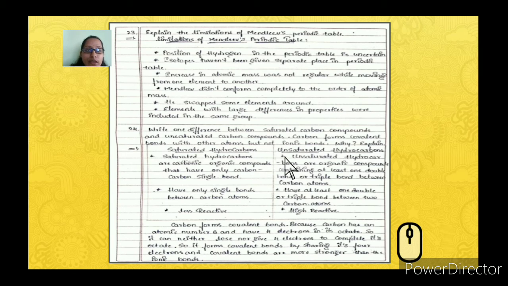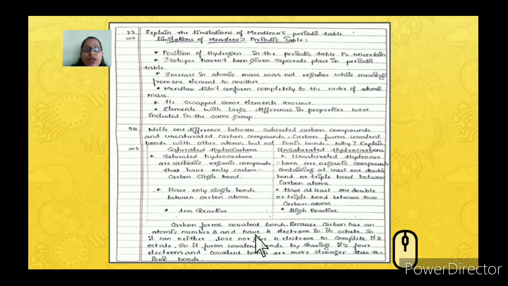The next question: carbon forms covalent bonds with other atoms, why not ionic bonds? Carbon has 4 electrons in its outermost shell, so it requires 4 electrons to form an octet or noble gas configuration. It can take 4 electrons or give out 4 electrons. But the giving and losing of electrons is not so easy, so it can neither lose nor gain electrons to complete its octet.